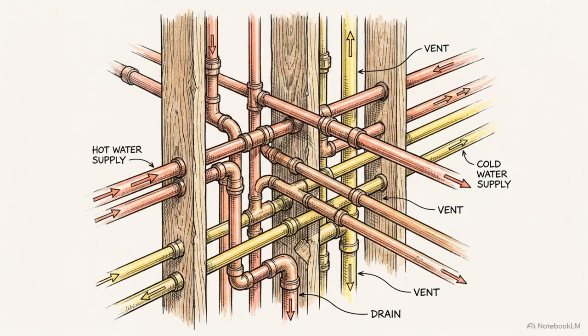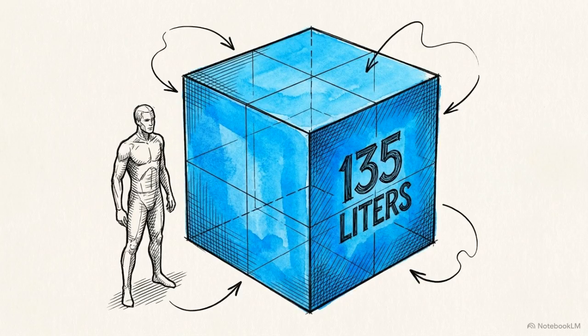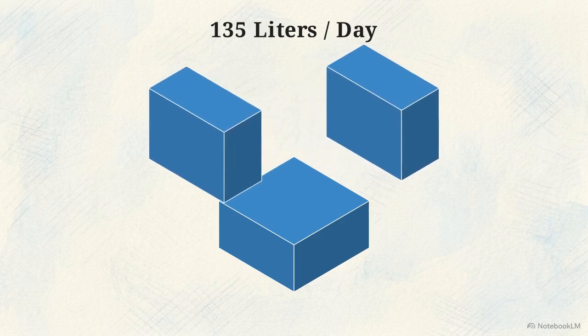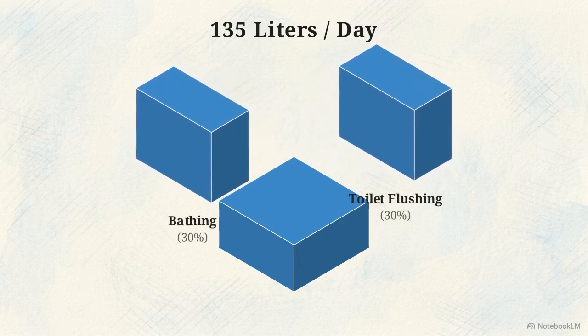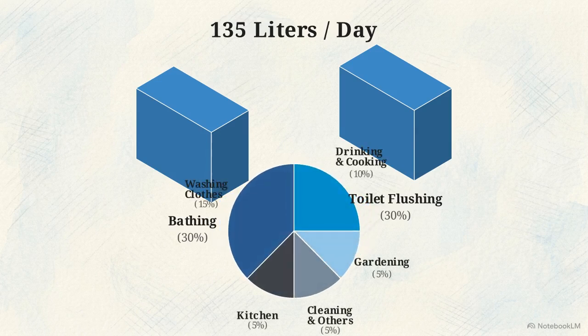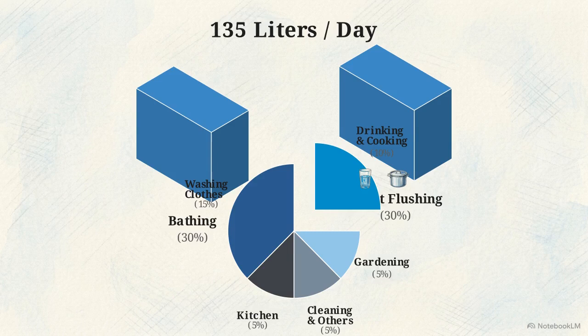But to understand the physical pipes, we first have to look at what a statistical human actually does with their 135-liter daily allotment. If we break that volume apart, we see it divides into specific daily tasks: bathing, washing clothes, kitchen use, and toilet flushing. Exactly 60% of all daily domestic water demand is driven by just two activities: bathing and toilet flushing. Compare that to the extremely low volume actually consumed. Only about 10% of the daily allowance is used for drinking and cooking.